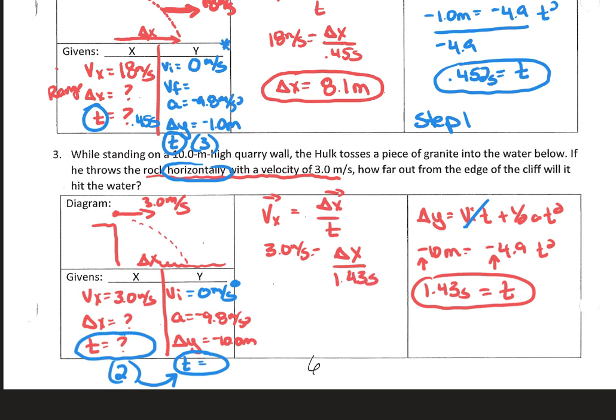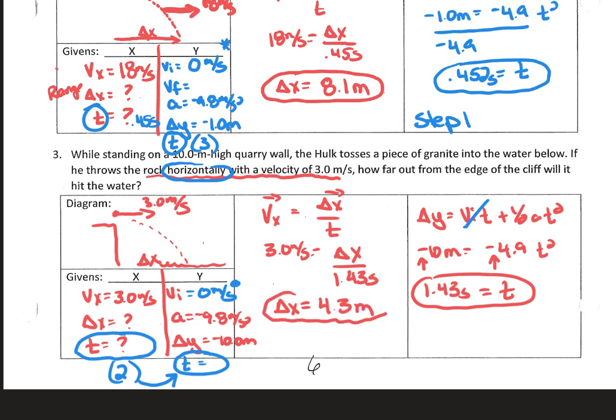So the velocity is slower than the cherry pit, but the time is greater. Let's see how this works out. What is 3 times 1.43? That's me just mistyping it on my calculator. Sorry for the delay. And I get 4.3 meters.